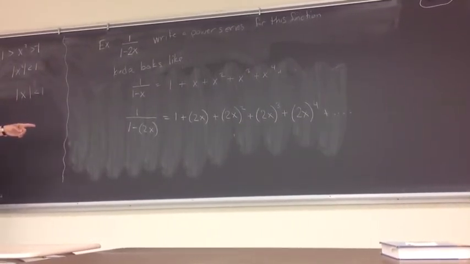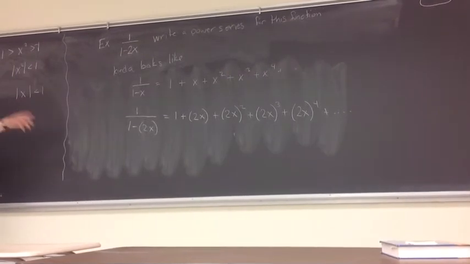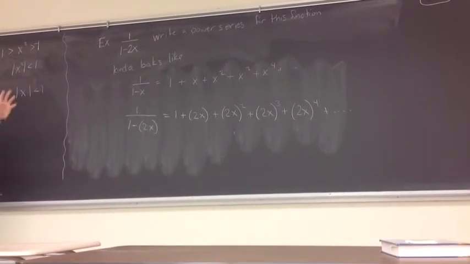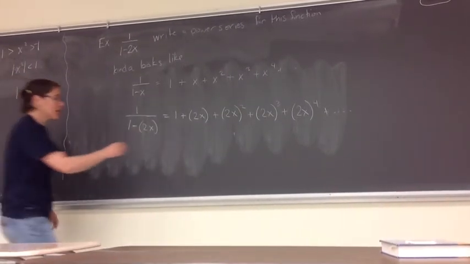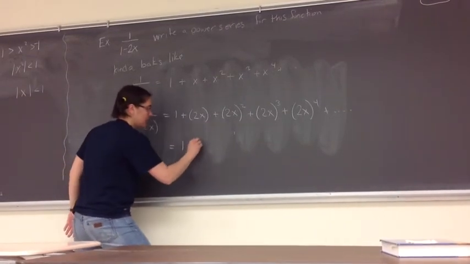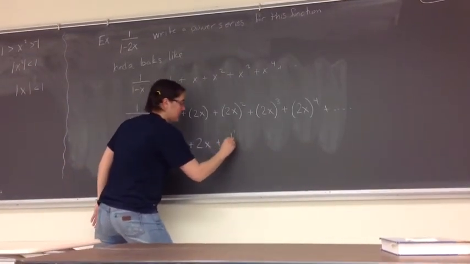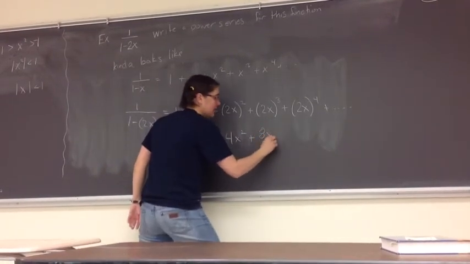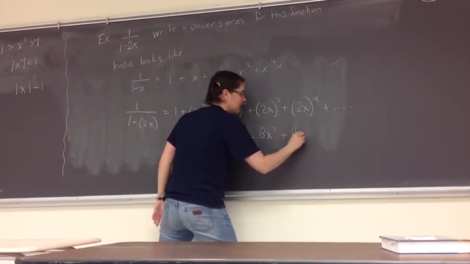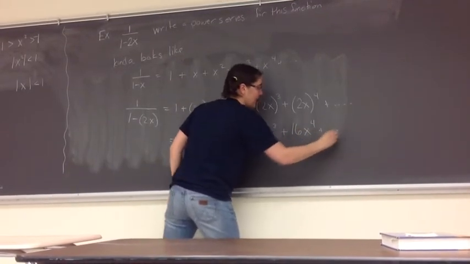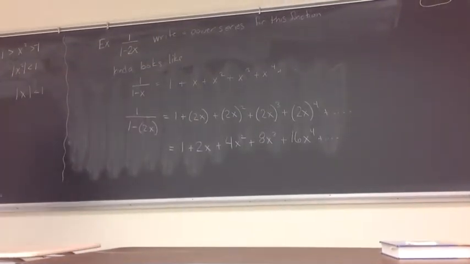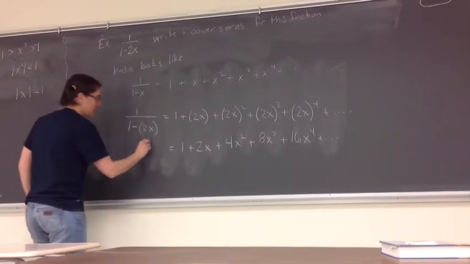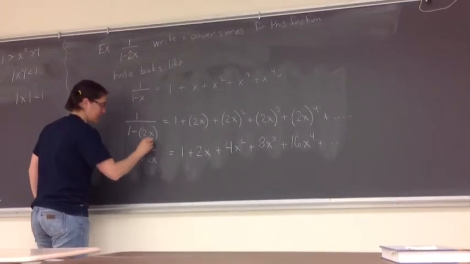Okay, now we're not quite done with this one. We now need to clean this up so that we have number times x raised to a power plus number times x raised to a power. So in this case, I've got 1 plus 2x plus 4x squared plus 8x cubed plus 16x to the fourth plus dot dot dot. And so this is my power series representation of 1 over 1 minus 2x.